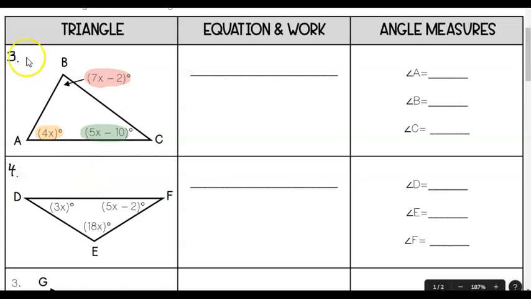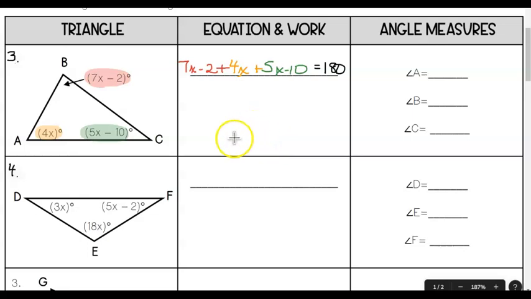So what I would do is set up my equation as 7x minus 2 plus 4x, which is this one right here, plus 5x minus 10 equals 180. So all three of the angles together, the red one, the orange one, and the green one, equal 180.